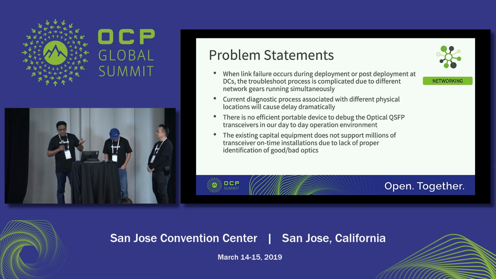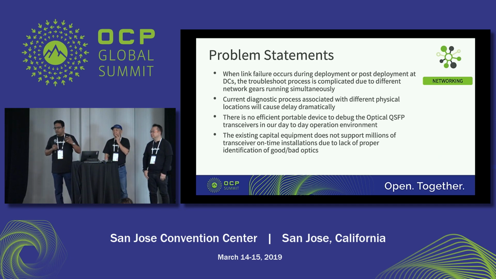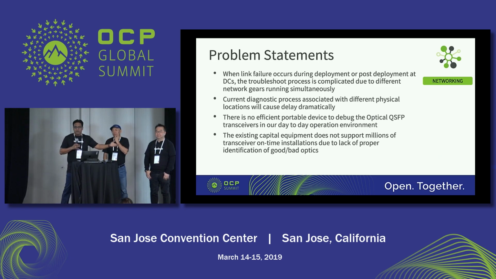So the problem statements: again, when optics fail in the data center, we have no information except that it failed the link, right? That was a big challenge when we started deploying 1 million kind of number of optics in our data center. And the current diagnostic tools are expensive, and you need several of those tools because it could be the top of the rack, it could be the fabric, it could be the spine.